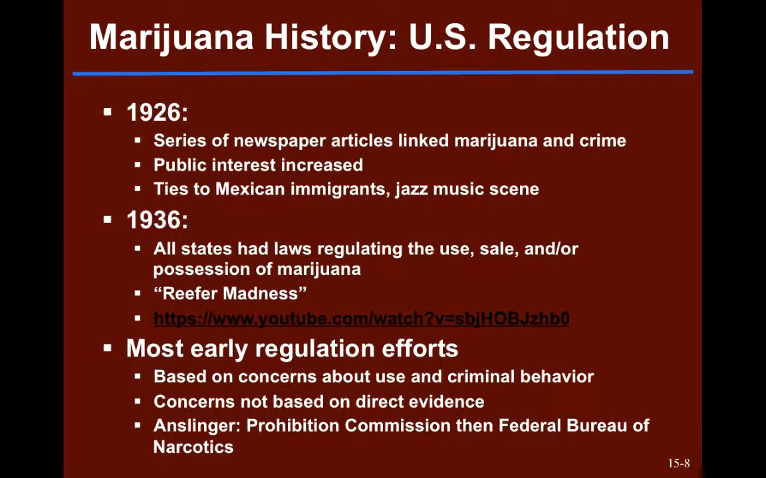So by 1936, every state in the country had some kind of law regulating the use, sale, and/or possession of marijuana. And we really saw this cultural shift towards the perception of marijuana as a negative product. So we're going to take a quick look at a clip from a movie that was available. It's actually a trailer for a movie that was released at the time called Reefer Madness. So if you've never heard of it, we'll take a quick look and we'll see what that means.